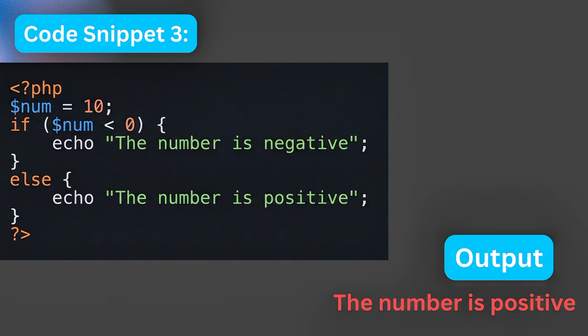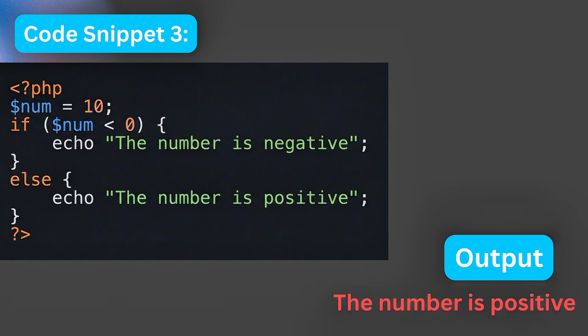Next, we use an if statement to check a condition. The condition we're testing is whether the number is less than or equal to 0. In simple words, the program is asking, is this number negative or is it 0? If this condition is true, then the code inside the first block will run, and the program will display the message, the number is negative.